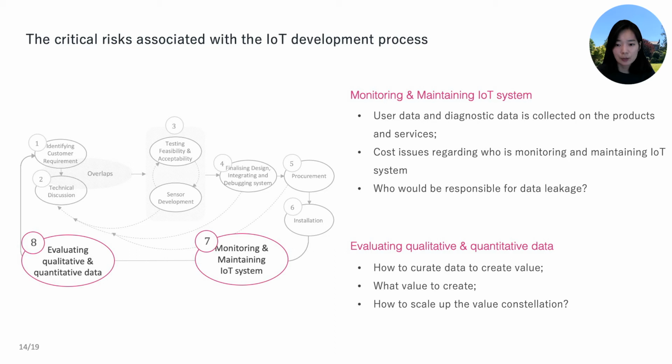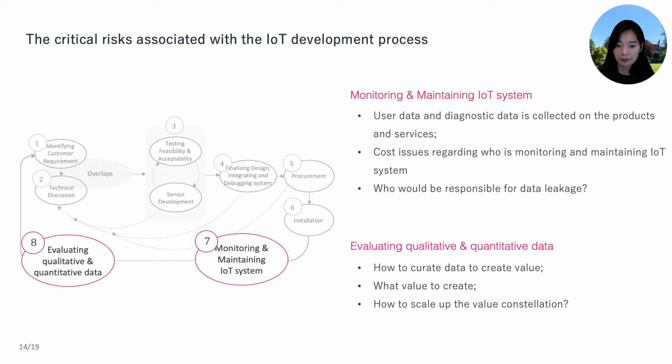The last two stages are monitoring and maintaining the IoT system, and evaluating qualitative and quantitative data. During the monitoring and maintaining phase, user data and diagnostic data on the system is collected and used to evaluate and improve the IoT system. The risk here is who would be responsible for data leakage, and cost issues regarding who is monitoring and maintaining the IoT system.